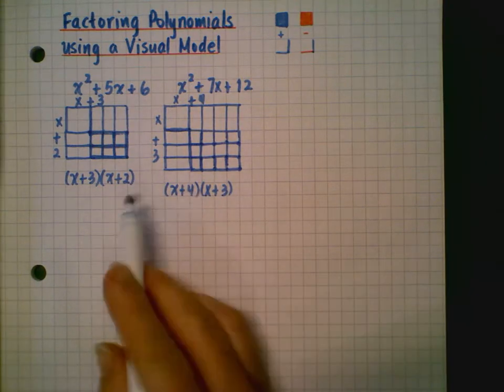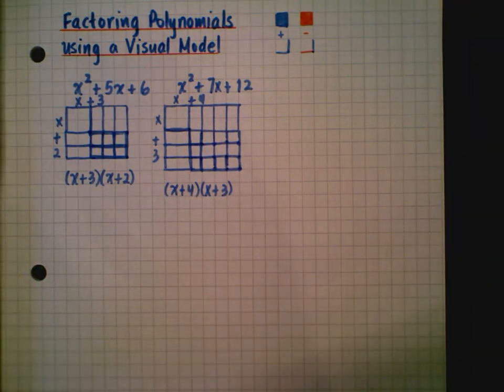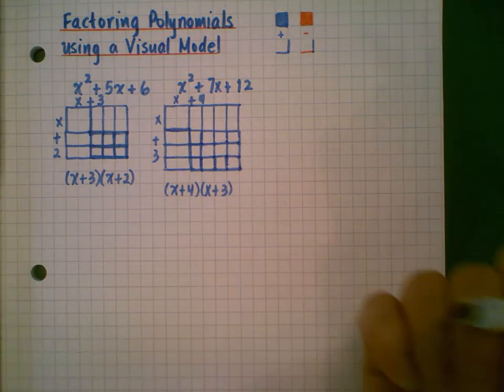Okay, so both of these examples that I've given you are creating a rectangle in their visual model. Let's try another one.